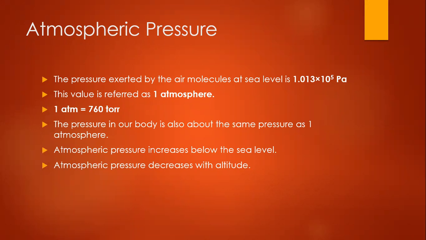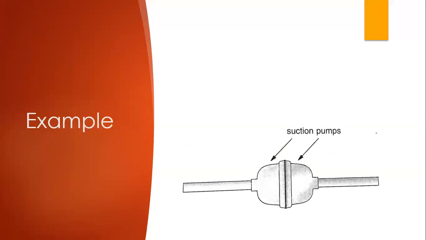Now we can take a simple experiment to describe atmospheric pressure. Let's suppose we have taken two suction pumps. There are two suction pumps being held together, and if the two pumps are pressed inward to push out the air, this action creates a partial vacuum between the two suction pumps, and you will find it extremely difficult to pull the two pumps apart.